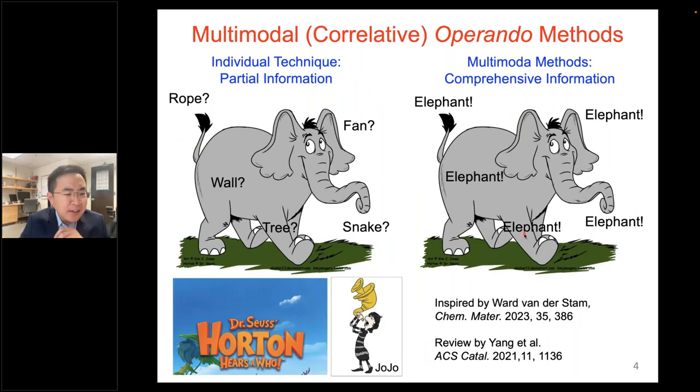Another easier way to understand what this so-called multimodal or correlative microscopy really means is that now we have a chance to provide a comprehensive understanding of this interface. I'm using this elephant as an analogy to show you that normally one individual technique can give a partial understanding. This is actually my favorite animation from when I was in high school, Horton Hears a Who, from this tiny person's perspective who can only understand a part of the picture. Eventually, by combining multiple techniques, we're able to resolve this complex object. So with that in mind, let's see, with the toolbox we have available, what kind of scientific problems we may go after.